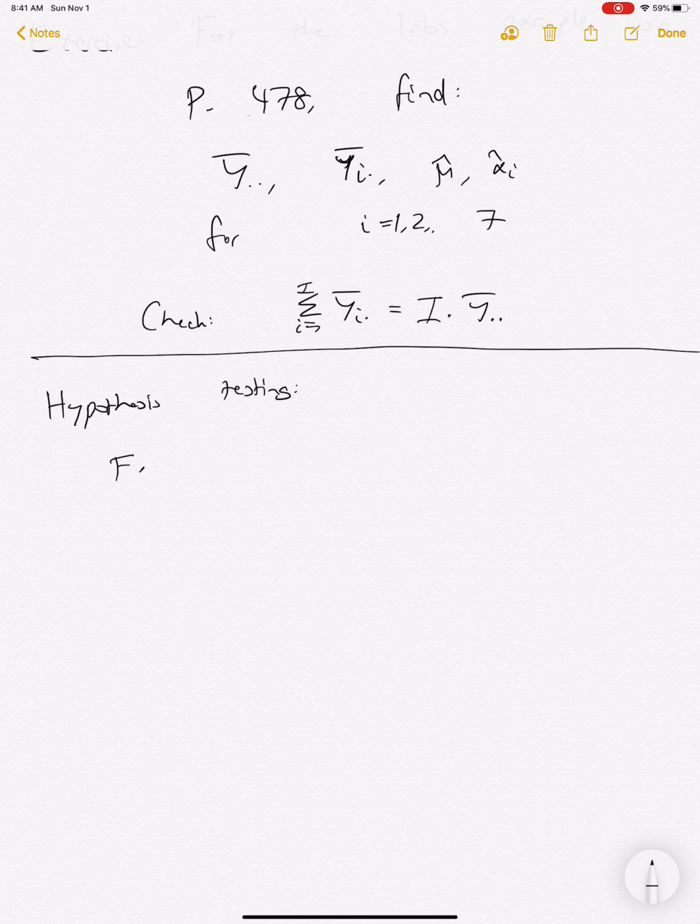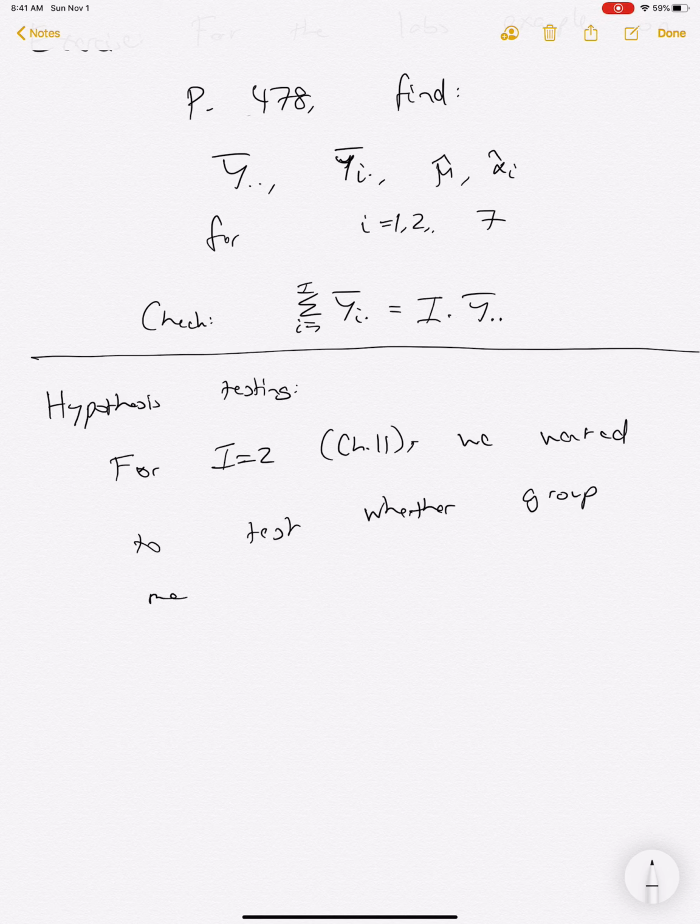So for I equals 2, which is what we covered in chapter 11, we wanted to test whether group means were the same or different. And here we're doing something similar.